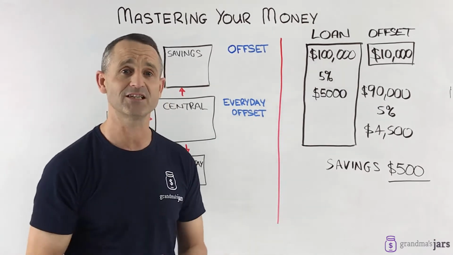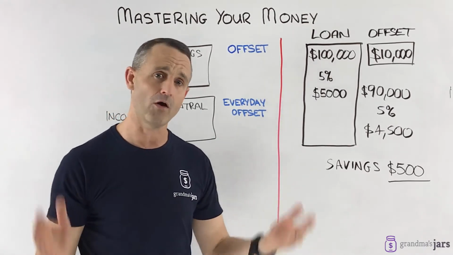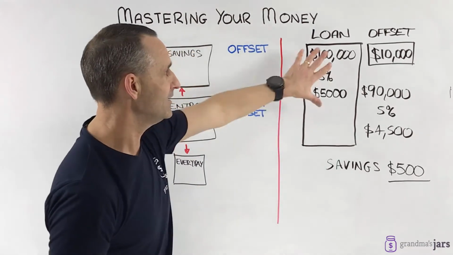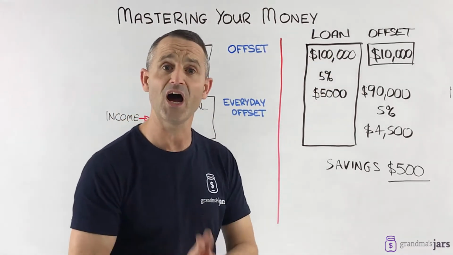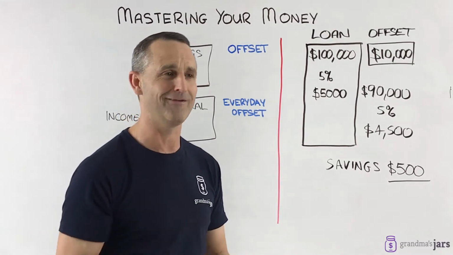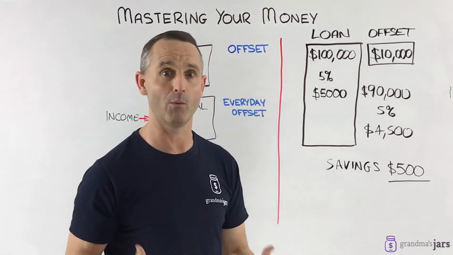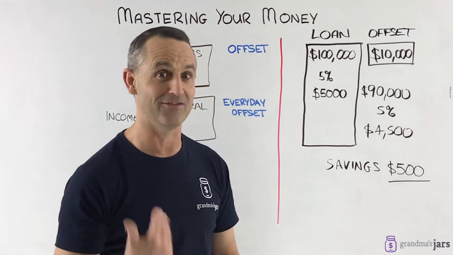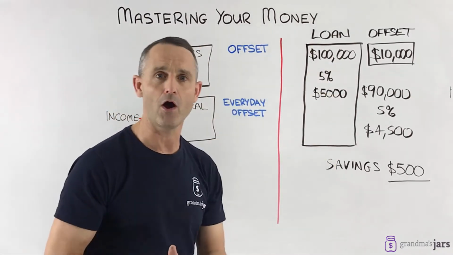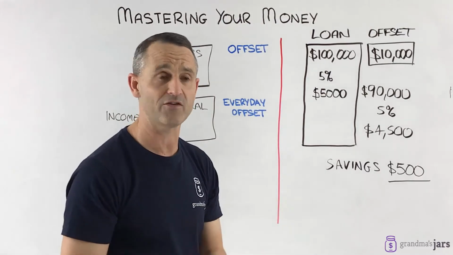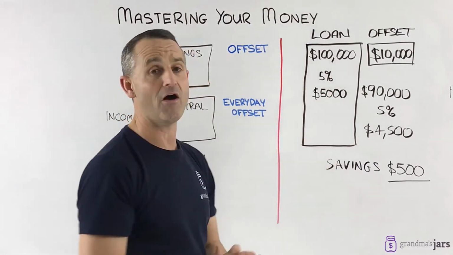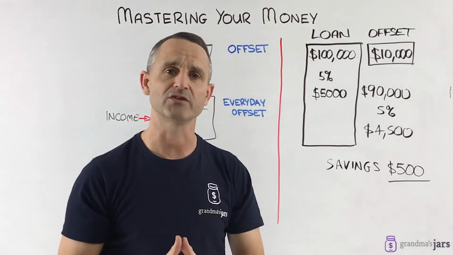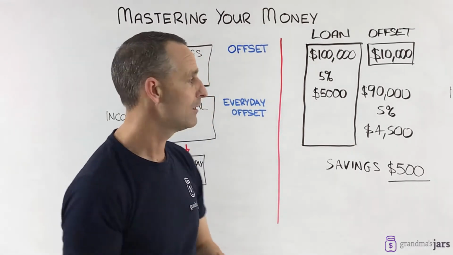Now you may be asking me, okay, what's an offset account? Well, here's what an offset account is. Let's just say I have a loan for $100,000, a home loan. Now, I know you're probably thinking, gee, I wish my home loan was only $100,000, but I'm doing this for the maths to make it really easy for me. So let's say you're paying 5% interest, which is $5,000 interest per year.